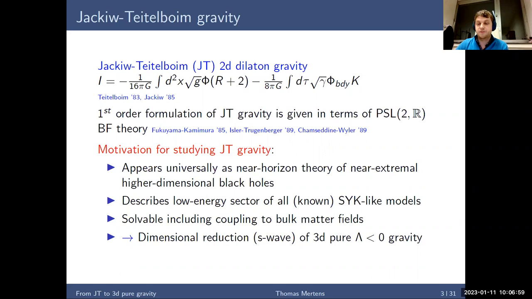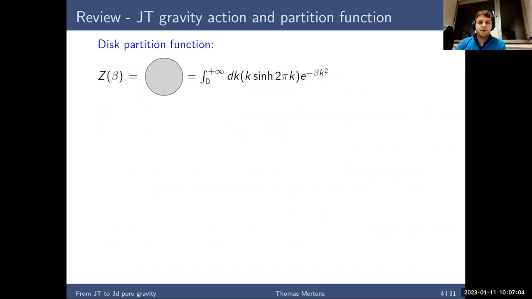Now, I also want to briefly remind you of some of the equations that we will need for reference later on for JT gravity. So the disk partition function for JT gravity has been computed exactly, and it's given by this expression, an integral over a momentum variable k, a measure k sinh 2πk, and then the Boltzmann weight e to the minus beta k squared.